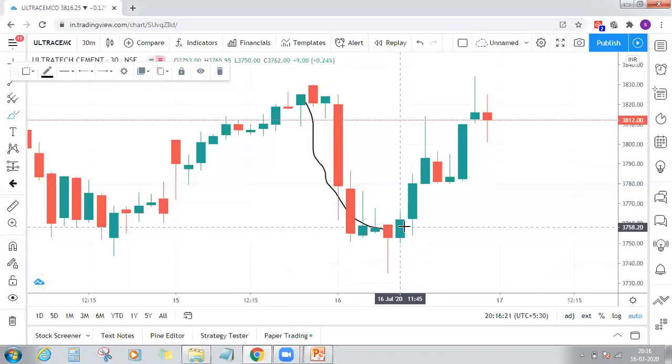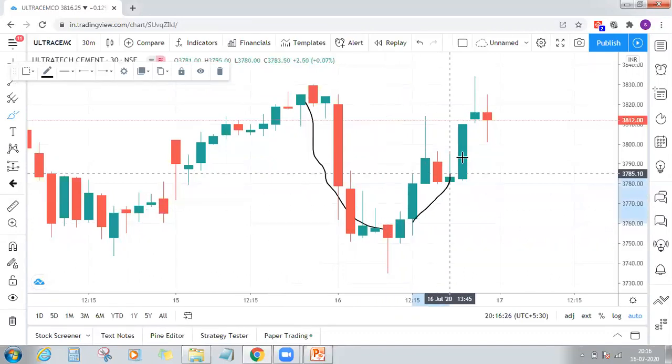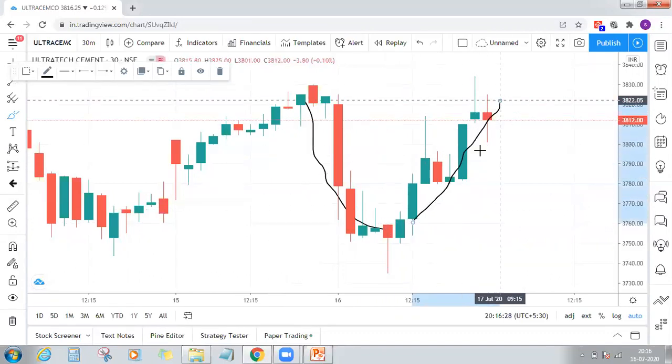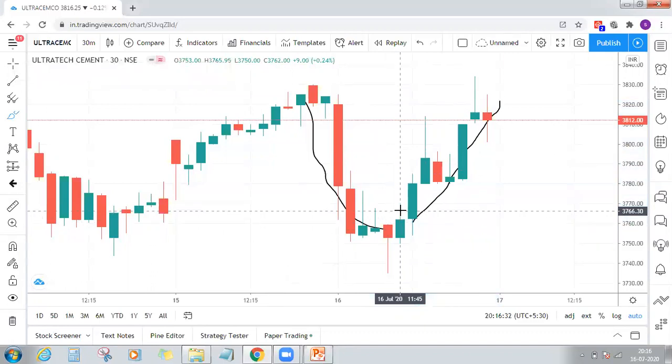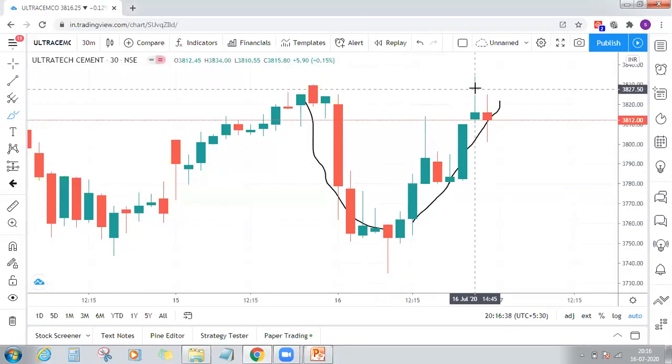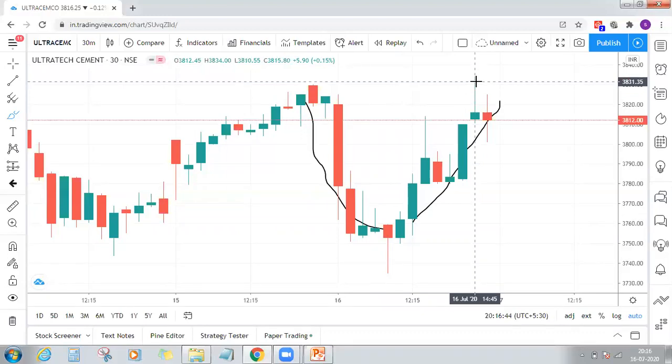And immediately I have a green color candle which closed above the high of this hammer. And see here, price rose. The closing price of this candle here is 3762. From 3762, price went until it made a high of 3834. Around 70 rupees of rise we were able to see in Ultratech Cement.